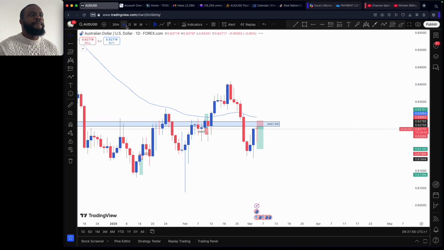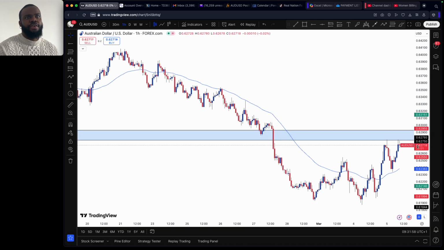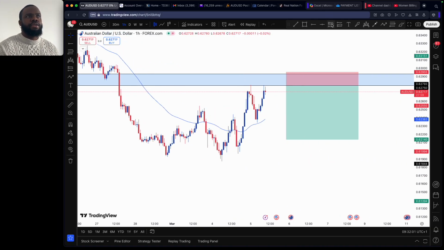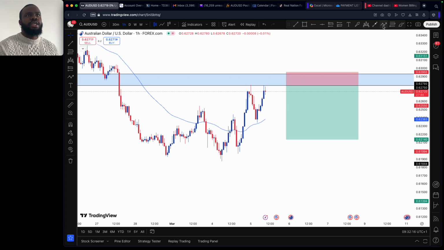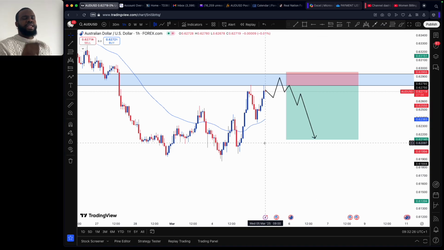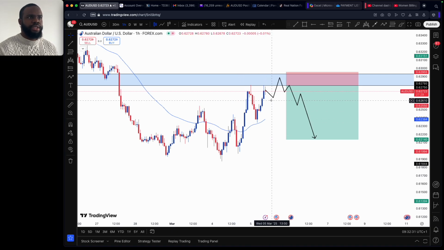I want to see more candle confirmations before I sell, because as you can see, the market is on an uptrend, getting up to the zone, and I do not want to be involved on the sell trade when the market is bullish. So I want to see a market structure shift, a pullback, pull to the upside again. I want to see something like this in order for me to place a sell market on AUD USD.